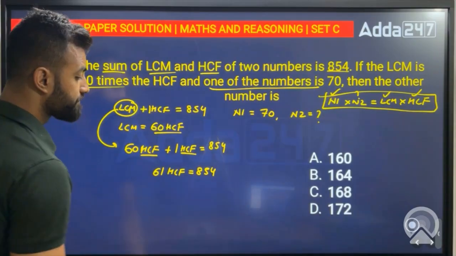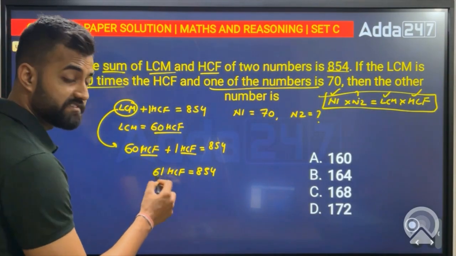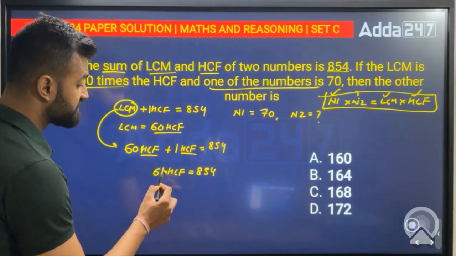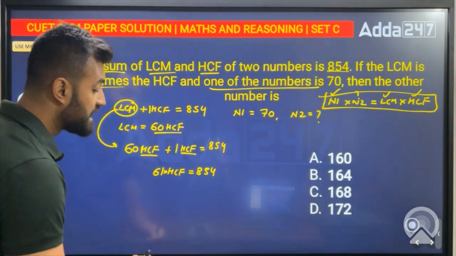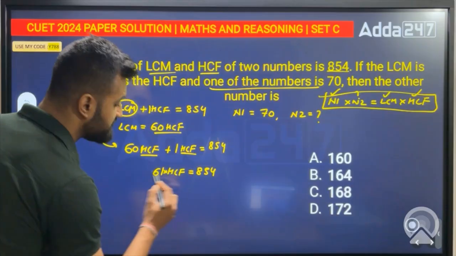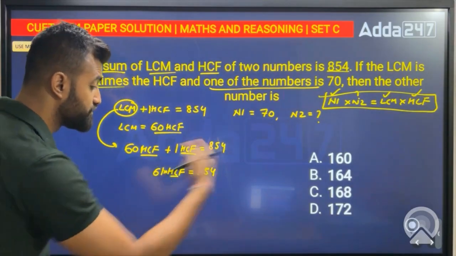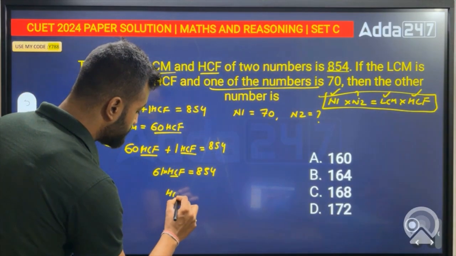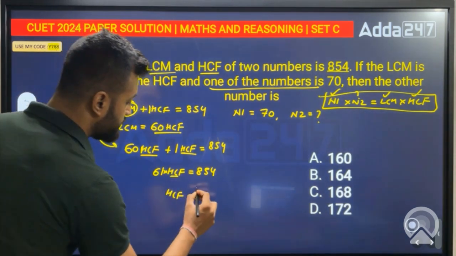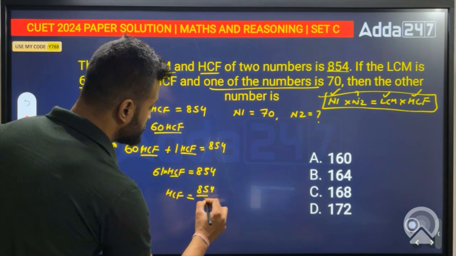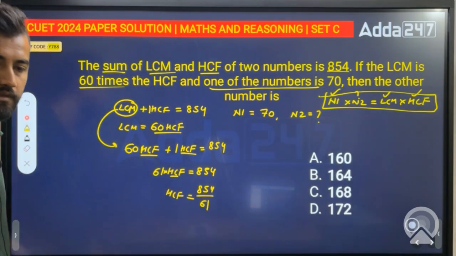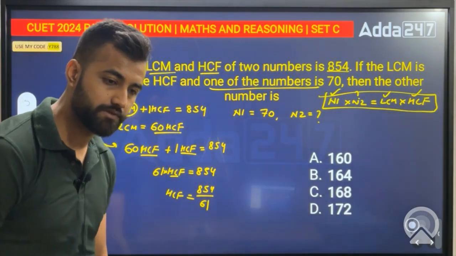Now what's happening here? This 61 is getting multiplied to HCF. I just need HCF, that's why I have to take the 61 to the other side. So when I find HCF, this 61 goes there and divides this number, 854. Now you just have to divide this number.